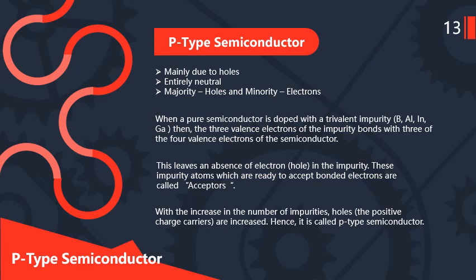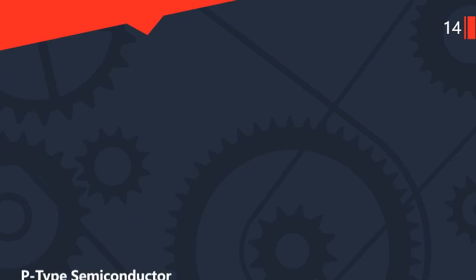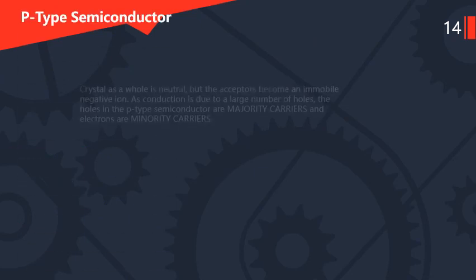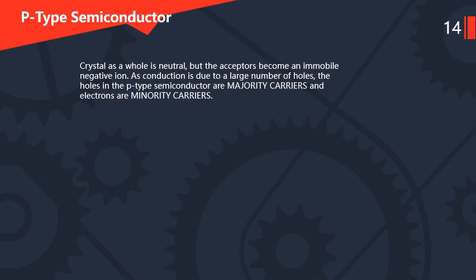The next slide. P-type semiconductor material continued. The crystal as a whole is neutral, but the acceptors become immobile negative ions. As conduction is due to the large number of holes, the holes in a P-type semiconductor material are the majority carriers and the electrons are minority carriers. So in a P-type material, the majority carrier is holes and minority carrier is electrons. So this is all about the P-type semiconductor material.